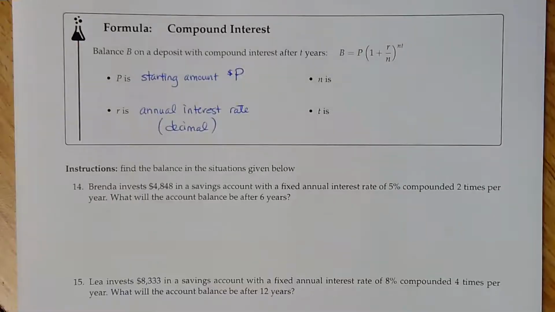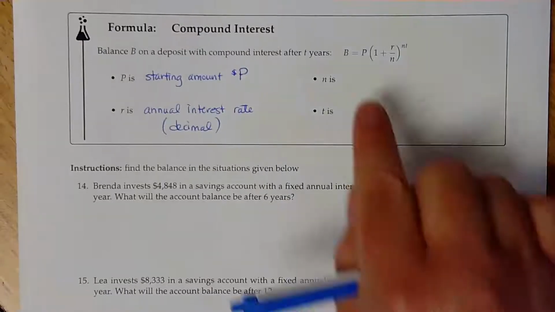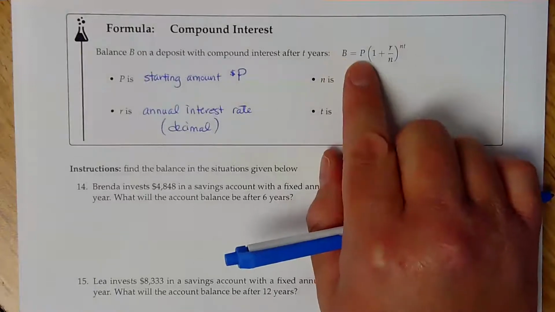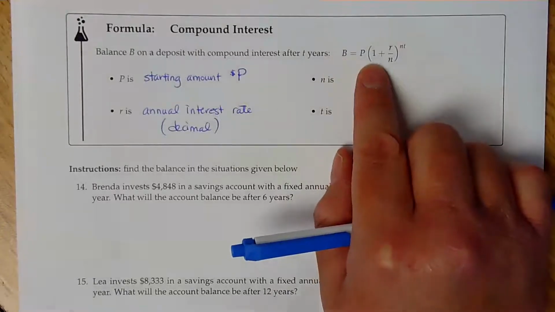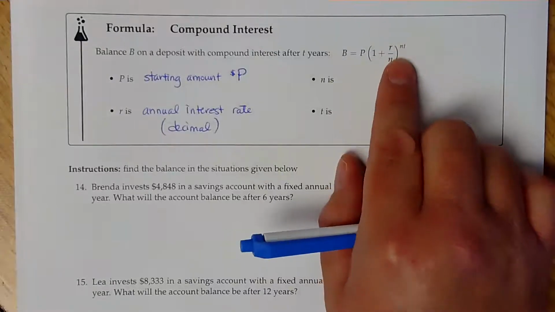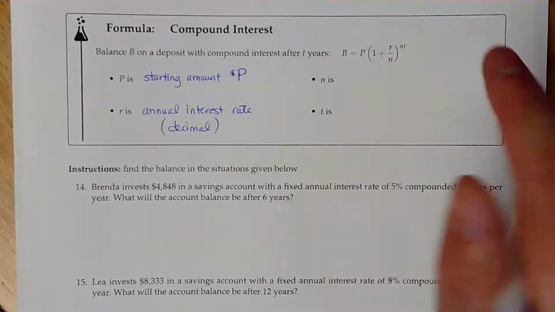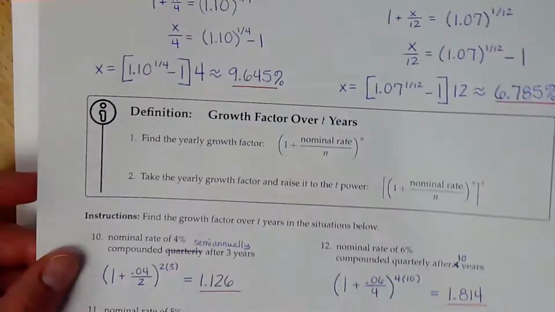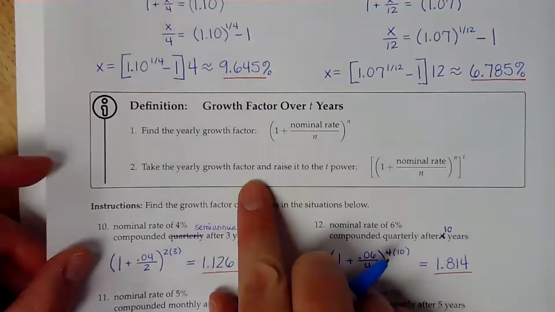All right, so this is the formula for compound interest, and it's going to tell us how much money we have in our account based on a number of factors. So this formula is your balance. The amount you have in your account is going to be equal to P times (1 plus R over N) to the NT. Now this (1 plus R over N) to the NT should look familiar. That is our yearly growth factor.